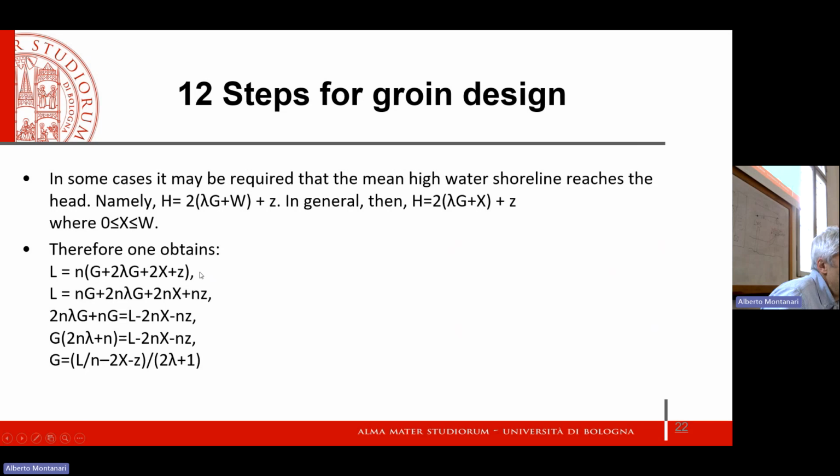Okay, and if we manipulate this expression, you see that in the second step, we just remove the parentheses here, and then we are rearranging according to the third, fourth, and fifth step, the equation in order to get an explicit representation for the gap. An explicit representation for the gap depending on the length of the intervention along the coastline, the number of cells, the allowance x, which you may set to 0, the width of the stem of the groin C, and the value of lambda. And now we have to play with these design variables, and how to play with them is the purpose of the last 3 steps of the procedure.